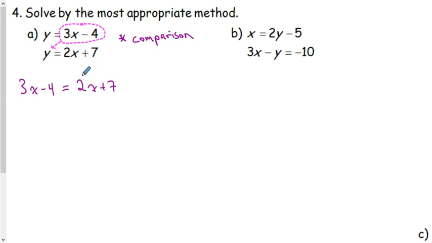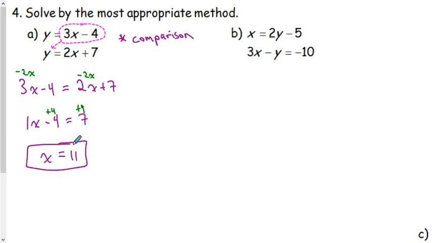I've got to get the x's over to one side, so let's subtract 2x from both sides. 3x minus 2x is 1x. I could just write that as x. What do I do next to get x by itself? Let's add 4 to both sides to get rid of that 4. So we end up with x equals 7 plus 4, which is 11. Okay, so there's my x value.